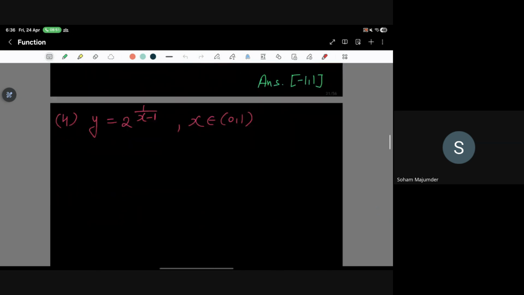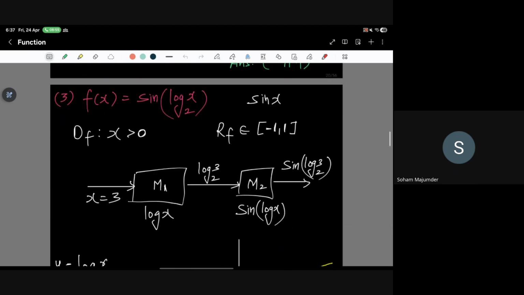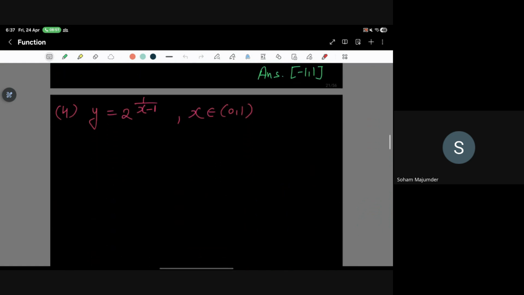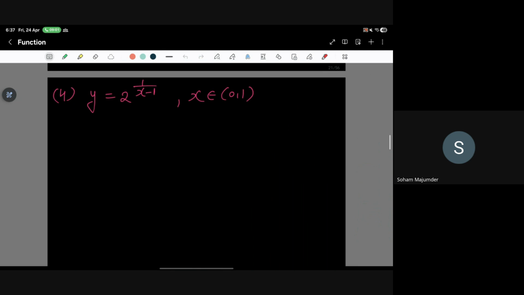So in the last class, we were doing questions on domain and range. Try this question. We have to find the range here, and they have given us the domain.